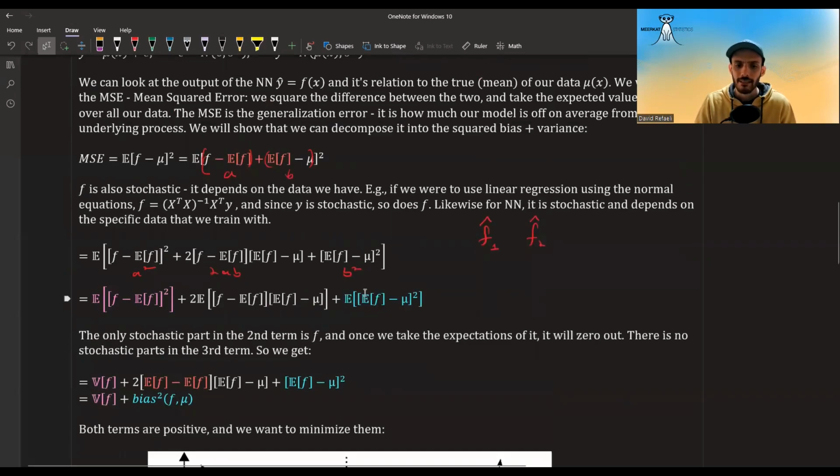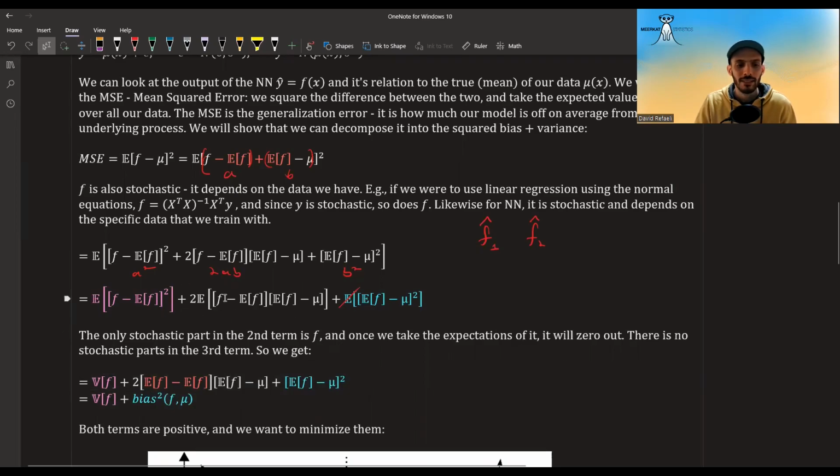The last element, we notice that actually nothing here is stochastic. So mu is not stochastic. Suppose that we have access to it, it's just some fixed function. Once we take the expectation of f, we lost the stochasticity. So there's nothing to take the expected value with after that because this whole thing is a constant. So this expectation cancels and we are left with this. And notice that this is the definition of a bias, right? It's just the expected value of the function minus the true value. And we square it, so we get the bias squared.